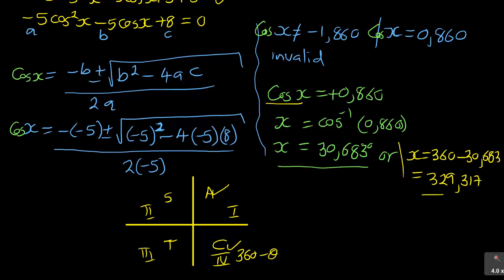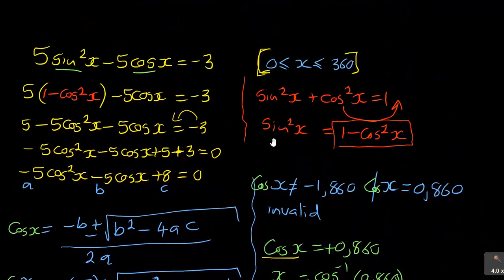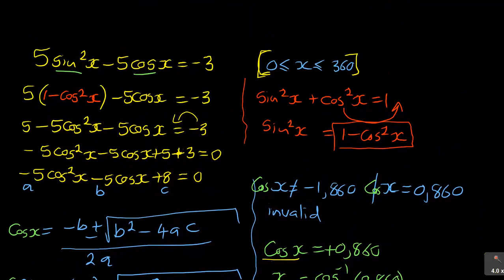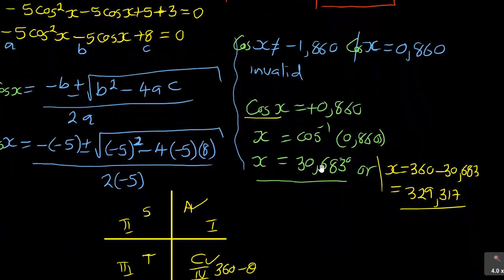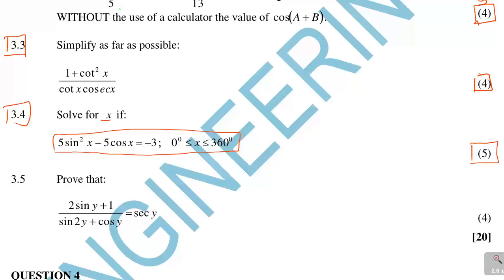329, 317. So these are the two values of x that they expected from you. Why am I using that? Because they told you the range there is between 0 and 360, so it's a complete cycle or circle. Hence I used either x is that or x is that. So that's how you solve such a problem in trig, which involves a quadratic equation.